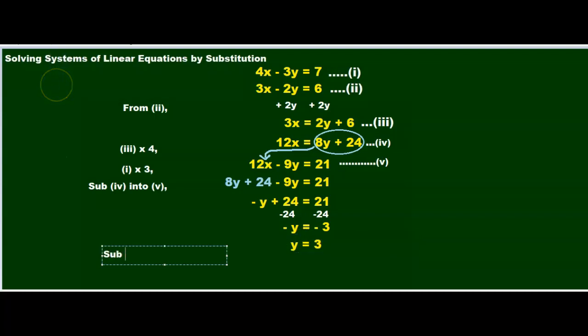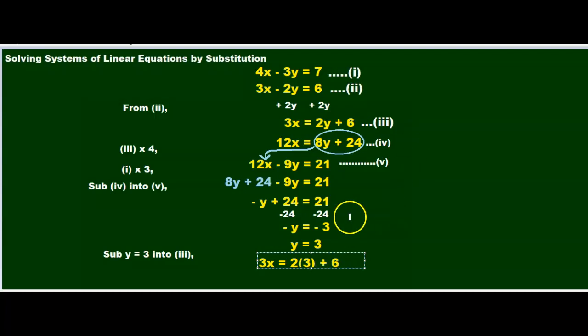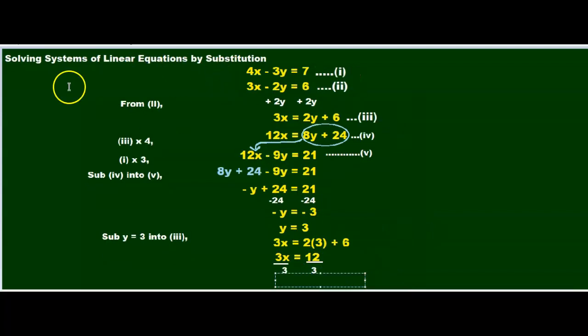I'm going to substitute y equals 3 into, which one shall we use? I am going to use equation 3, because we already have it in terms of x. So I can say that 3x equals 2, now my y is 3, so I'm going to change it to 2 times 3 plus 6. Therefore, 3x equals 6 plus 6 gives me 12. And then we're going to divide both sides by 3. And that leaves me with x equals 4.